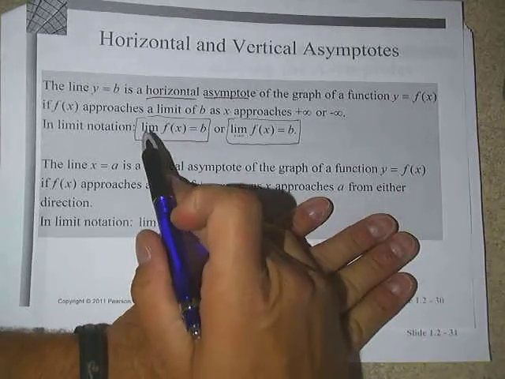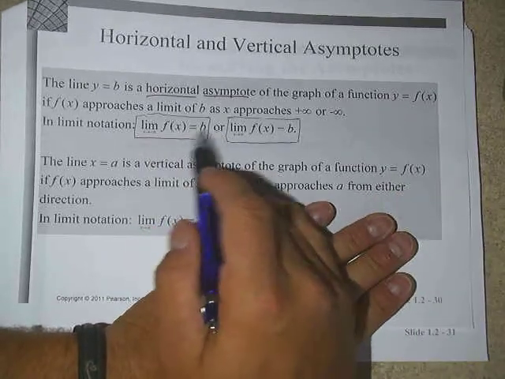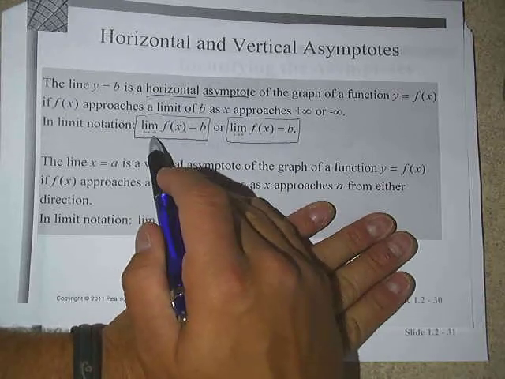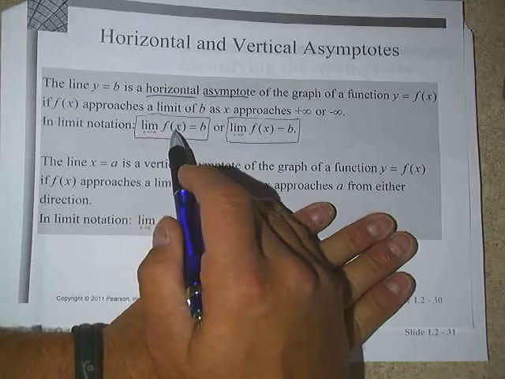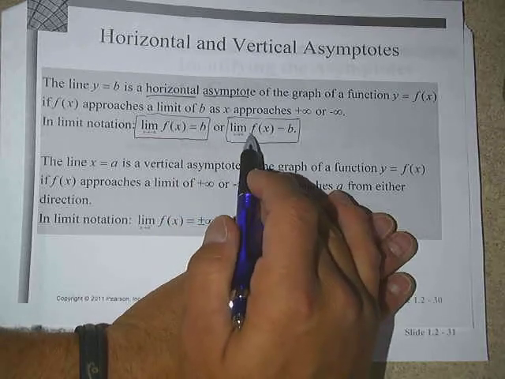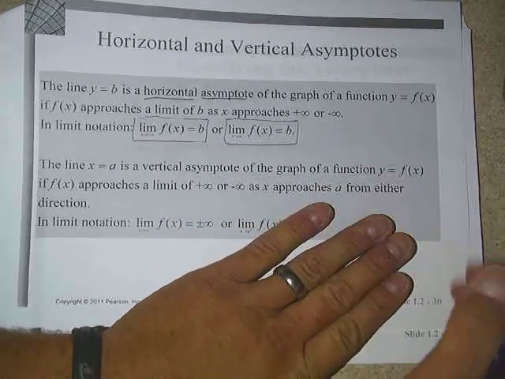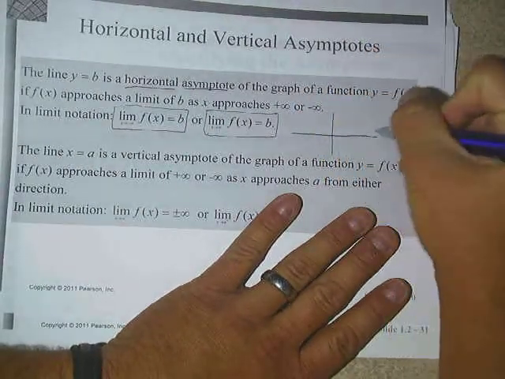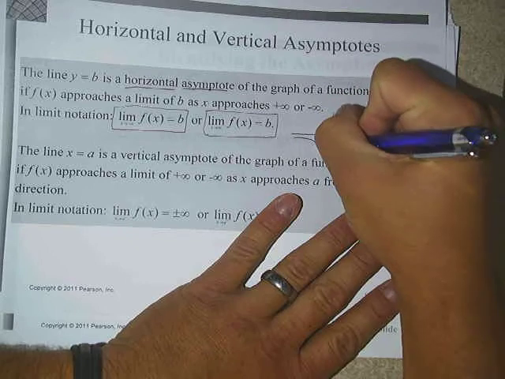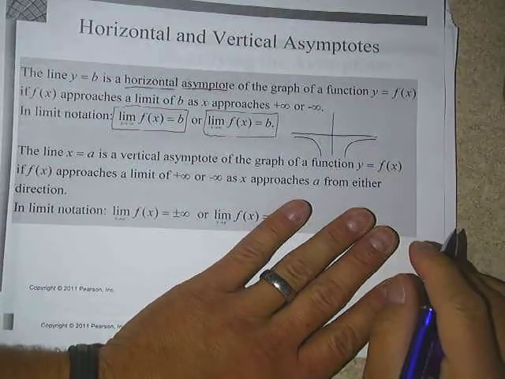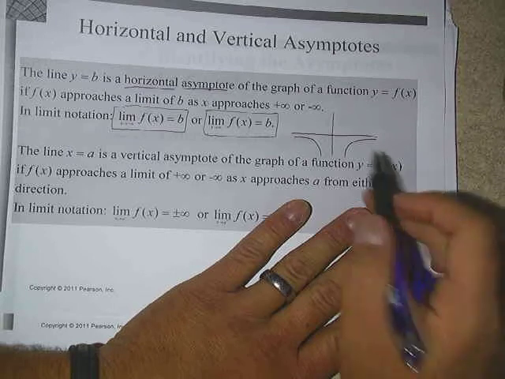Now, here's this limit notation, and this is a very important part of what we're going to be dealing with here today. When I write this sentence, it's read as, in either one of these, the limit as x approaches infinity, or the limit as x approaches negative infinity, of f of x is equal to b. So the limit as x approaches infinity of f of x equals b. And what that really means is this.